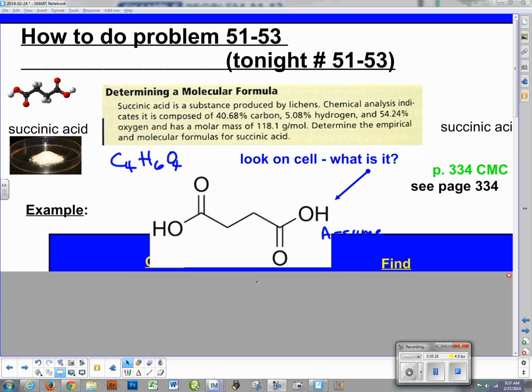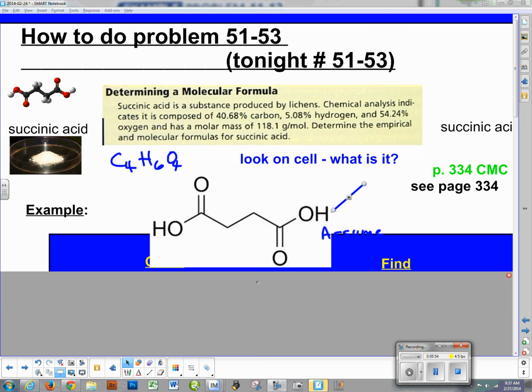Right here, here, here, here, those represent carbon atoms. And you can see up here, 1, 2, 3, 4 carbon atoms. And here's where our OH group is. An OH group on an organic molecule like this is going to give you an acid. That's how we tell acids.